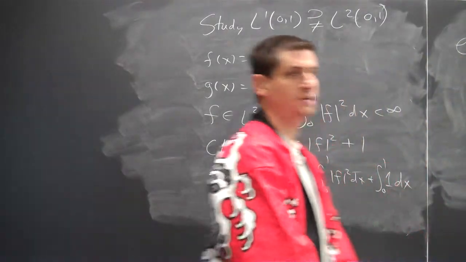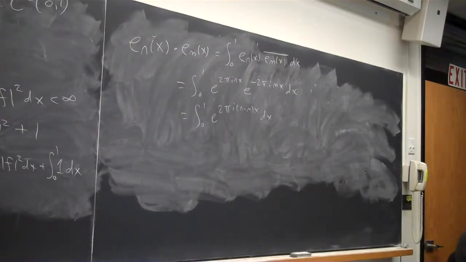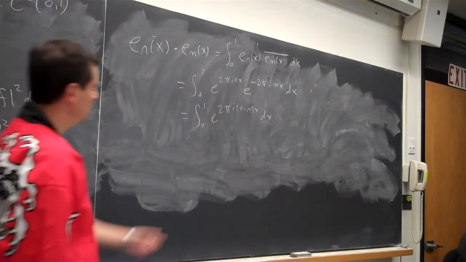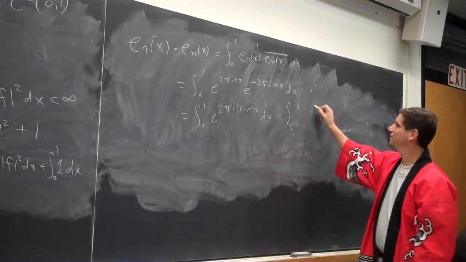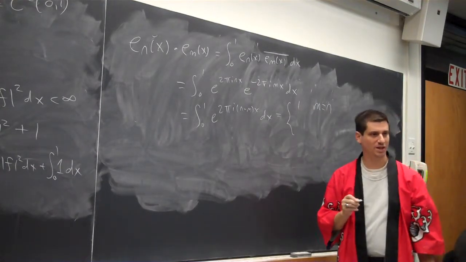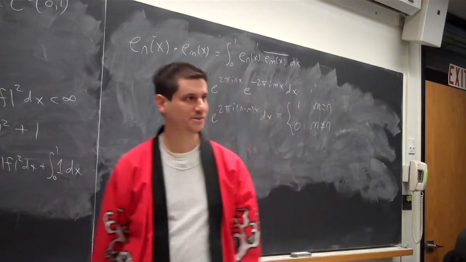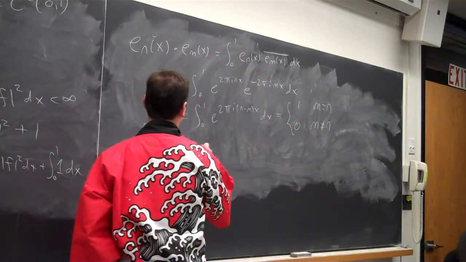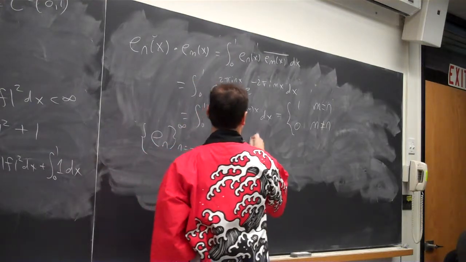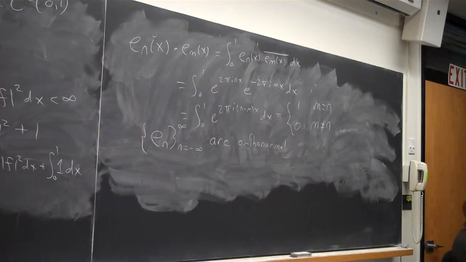We've seen this integral numerous times over the semester. Right? What is this integral equal? If n equals m, we're integrating the function 1. Okay, I can integrate the function 1 over an interval of length 1. That's not so bad. And what if m does not equal n? Zero. So what can we conclude about En and Em? Orthonormal. Okay? So the set of the En's, n goes from minus infinity to infinity, are orthonormal. They all have length 1, and they're mutually perpendicular, mutually orthogonal.